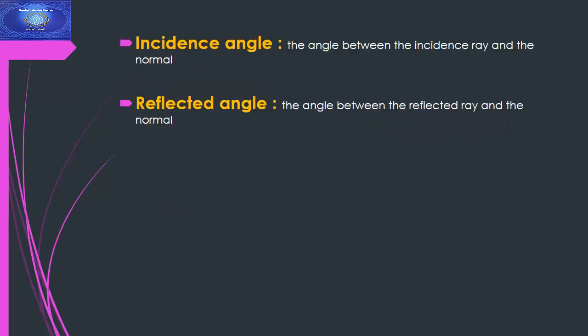Concentrate. Incidence angle means the angle between the incident ray and the normal. Reflected angle refers to the angle between the reflected ray and the normal.